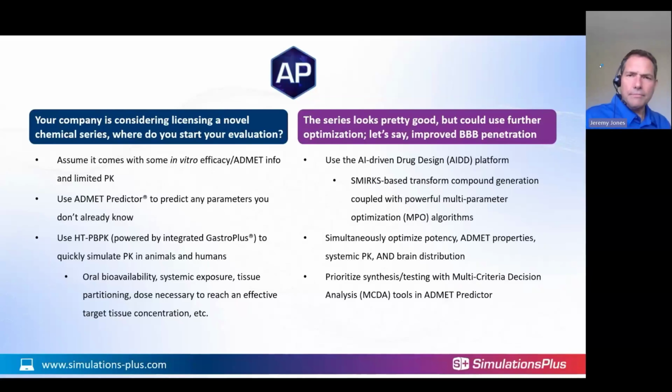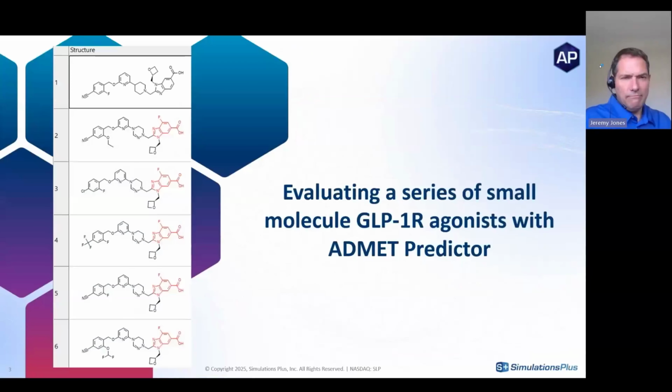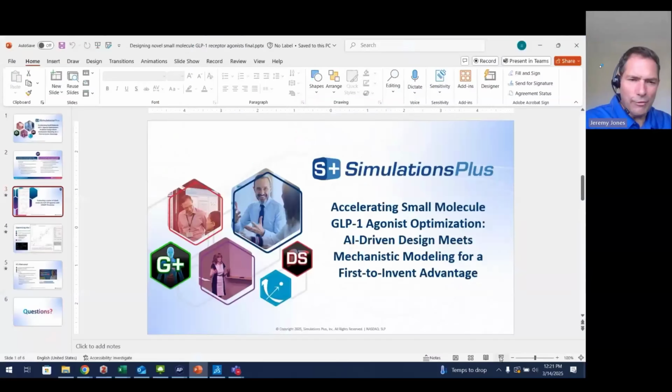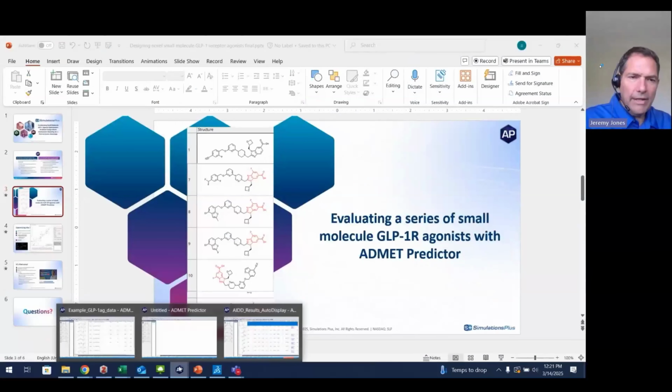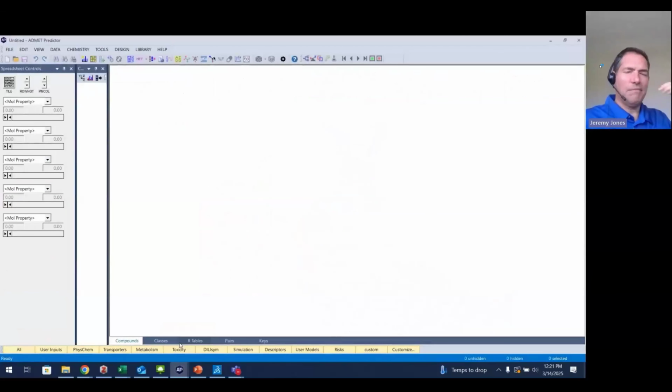So, without further ado, let's look at a hypothetical series of small molecule GLP-1 receptor agonists with ADMET Predictor. Give me 1 second to switch over. Actually, if you're not familiar with the ADMET Predictor platform, let me start by showing how easy it is to import some data.